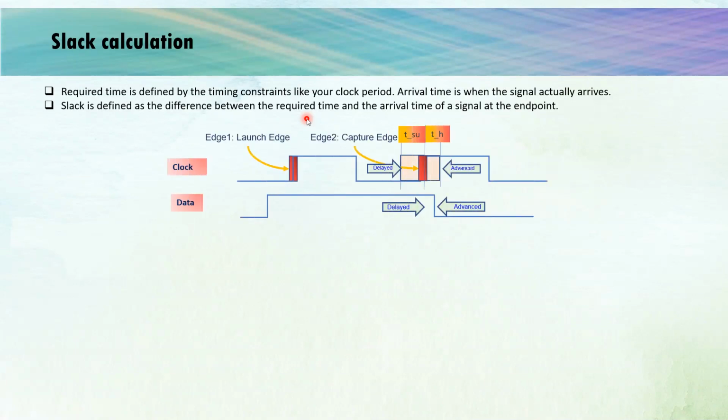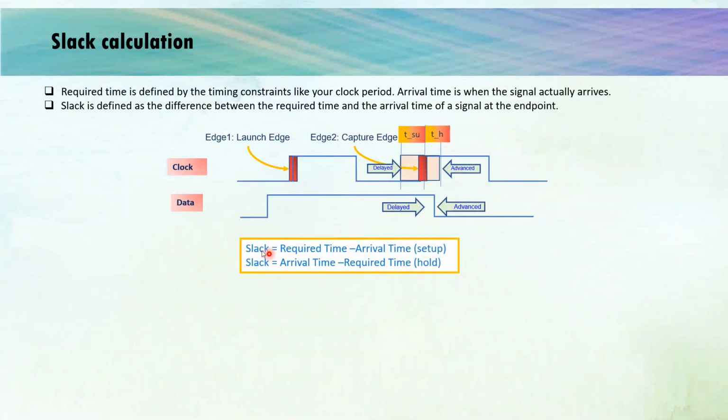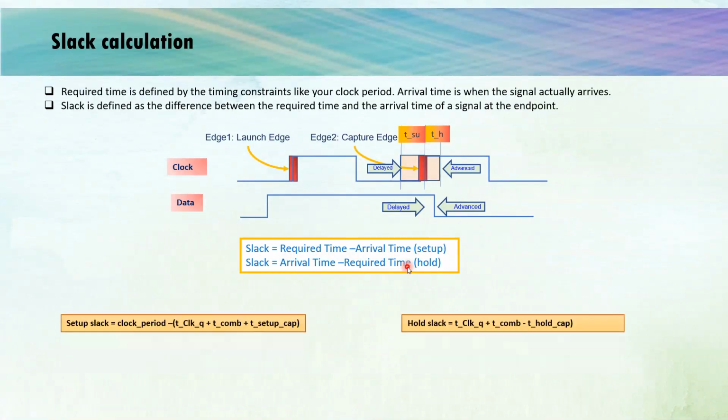So with this, we'll take this example of this diagram. Here we'll see multiple scenarios: if we advance the clock, delay the clock, advance the data, delay the data, what will happen and what will be the positive case for setup and hold. So this is the capture edge, this is the launch edge, this is the setup requirement for the capture flop, this is the hold requirement for the capture flop. So slack, as we've already seen, is required minus arrival for setup and arrival minus required for hold.